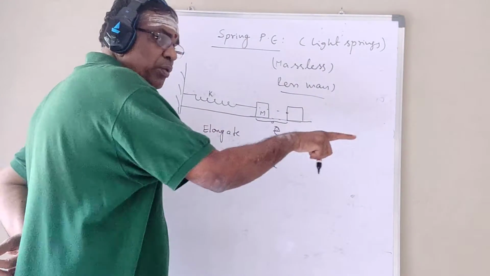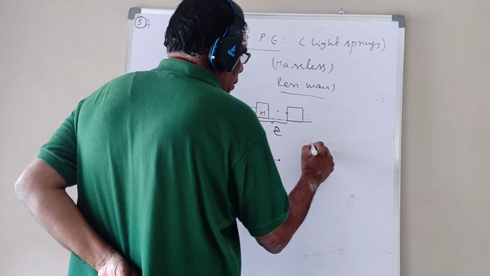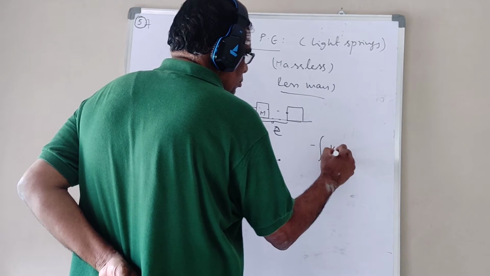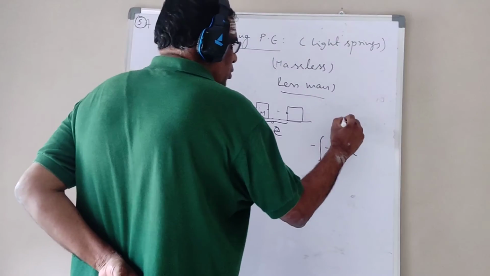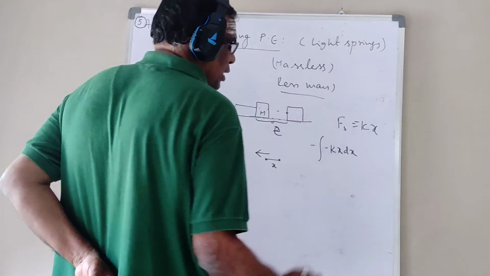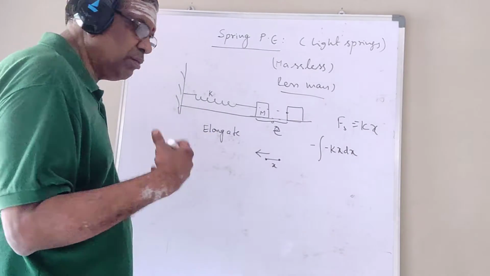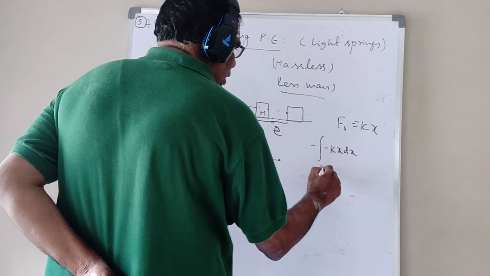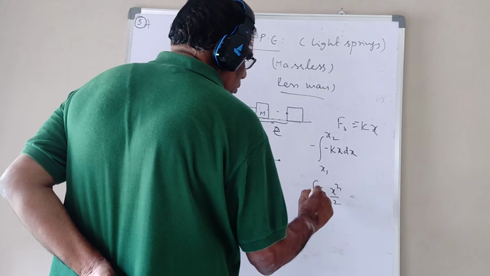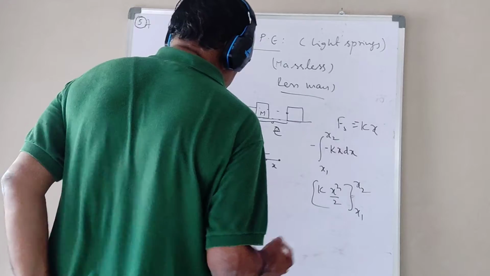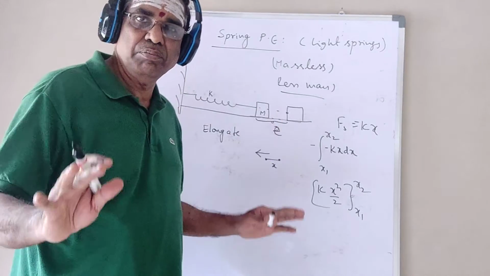Force is like this, your displacement, these two are opposite, right. So minus kx dx. Spring force is minus kx, I have taken that, otherwise you take kx dot dx, cos 180 gives the minus sign. So you get k into x squared by 2, from x1 to x2. Now this is valid whether it is elongation or whether it is compression.